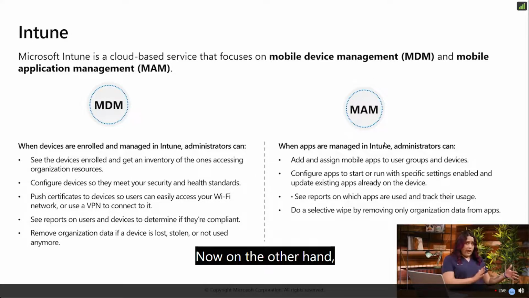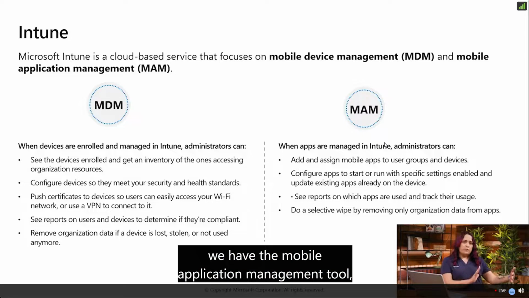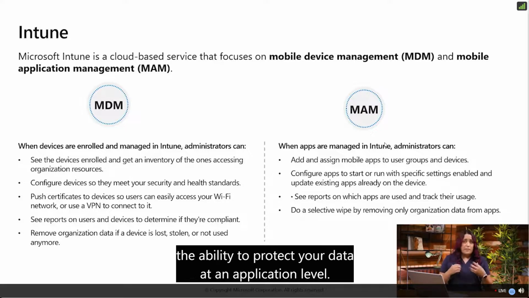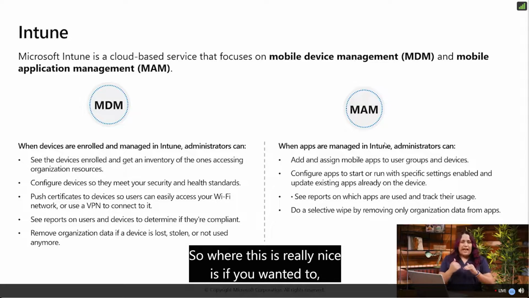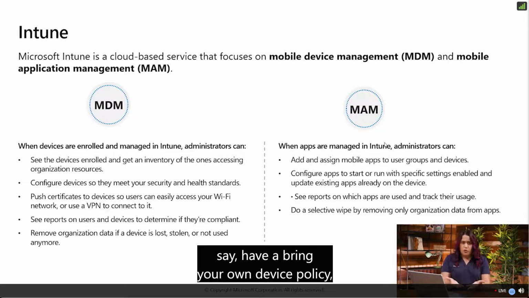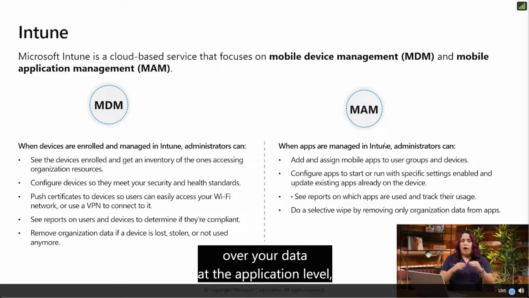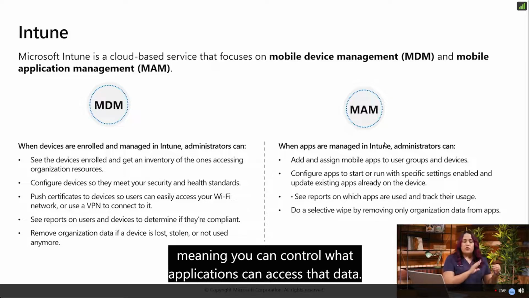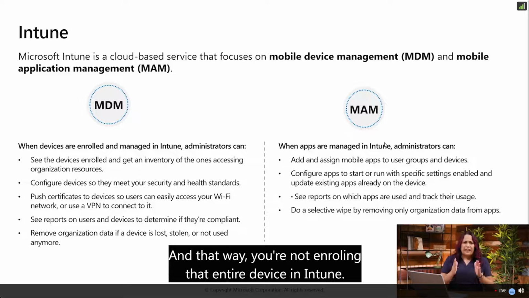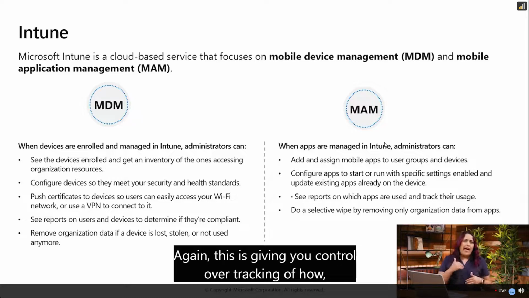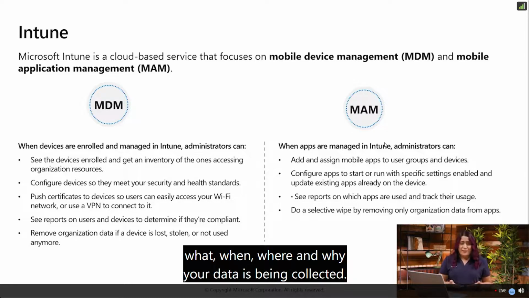Now, on the other hand, we have the Mobile Application Management tool, or you might know it as MAM. What this does is it gives your admins the ability to protect your data at an application level. So where this is really nice is if you wanted to have a bring your own device policy, you as an organization still have control over your data at the application level, meaning you can control what applications can access that data. And that way, you're not enrolling that entire device in Intune. Again, this is giving you control over tracking of how, what, when, where, and why your data is being collected.